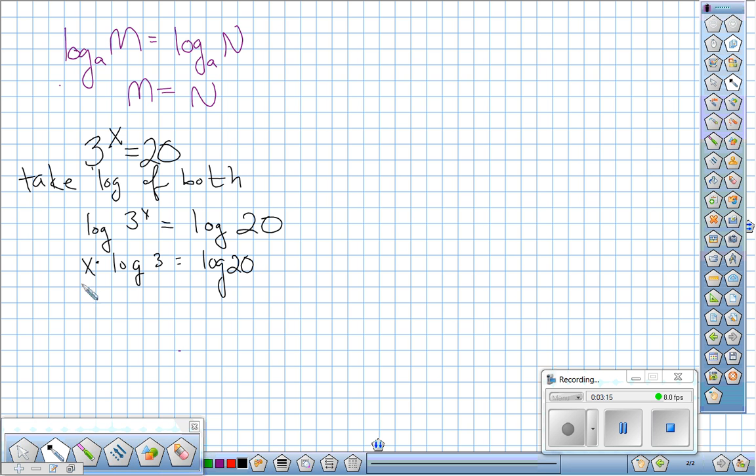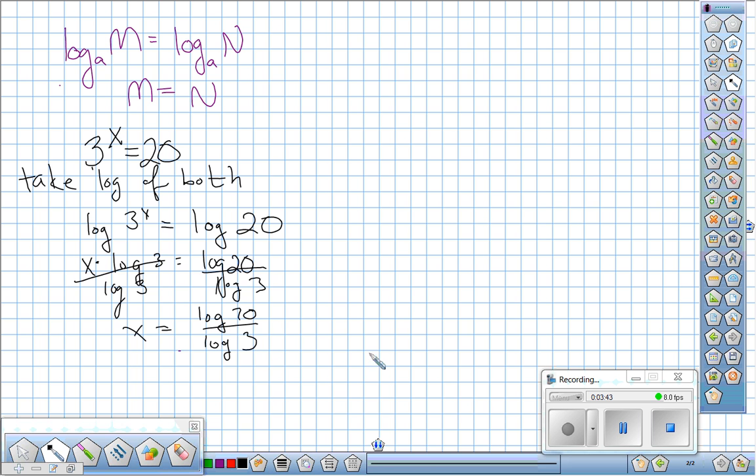Now I'm solving for x. I want to know what x is. That's even what I wanted to know up here. And then I divide by the log of 3, because really it's just some number, but we just don't exactly know what those numbers are. So I divide by the log of 3. That's my division symbol there. And then I have x equals the log of 20 divided by the log of 3.